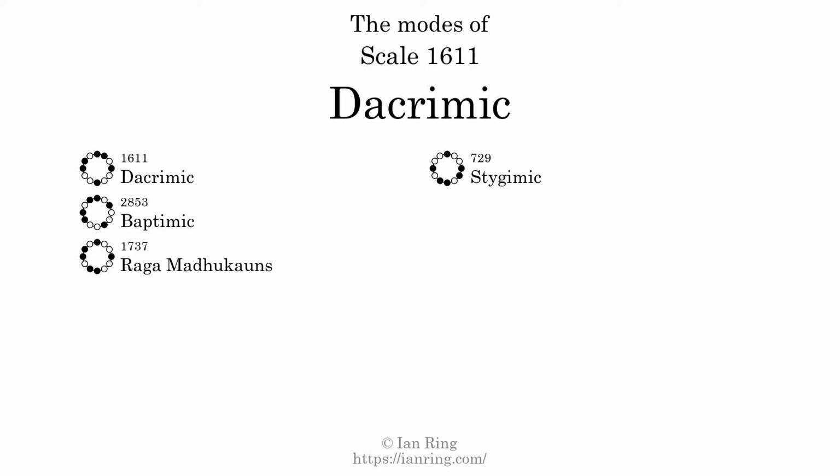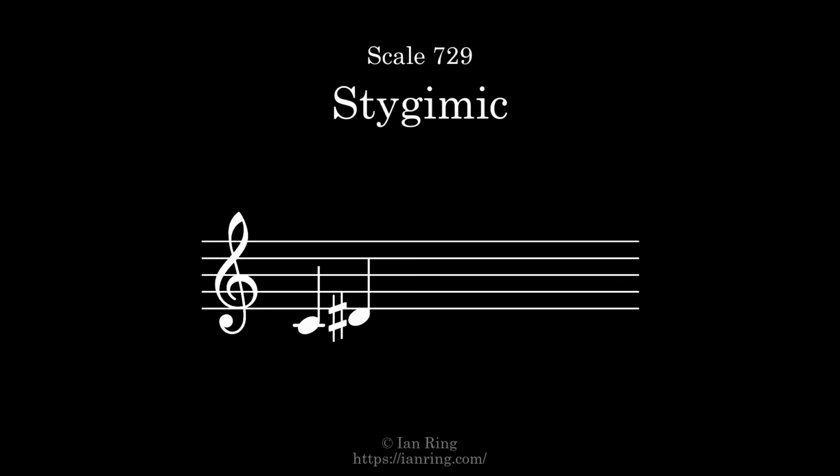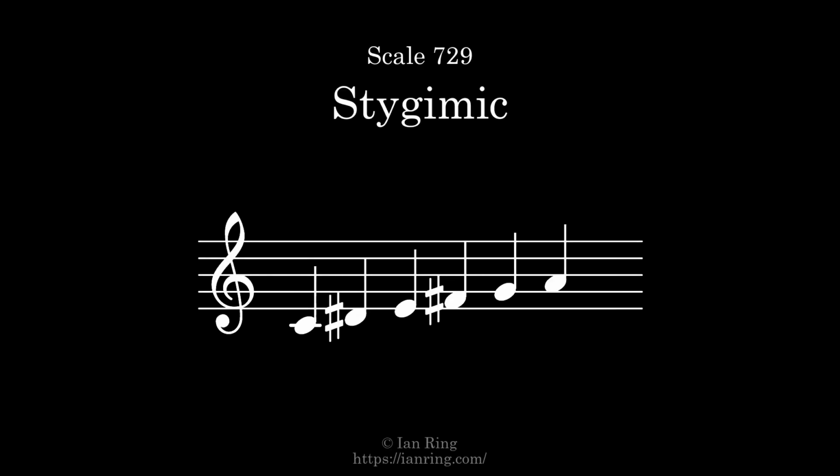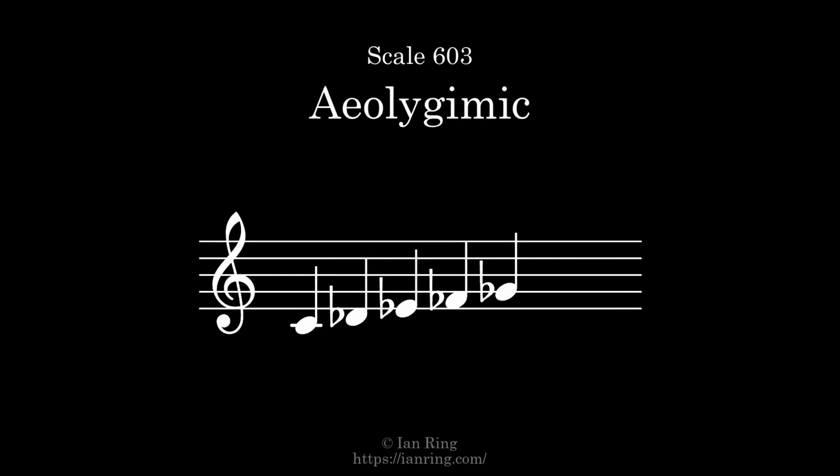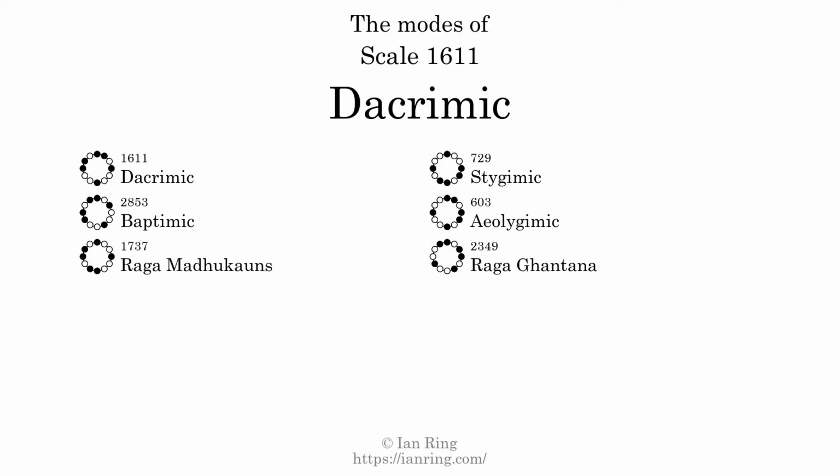The fourth mode is scale 729, also known as Dacrimic. It sounds like this. The fifth mode is scale 603, also known as Dacrimic. It sounds like this. The sixth and last mode is scale 2349. Also known as Raga. It sounds like this.